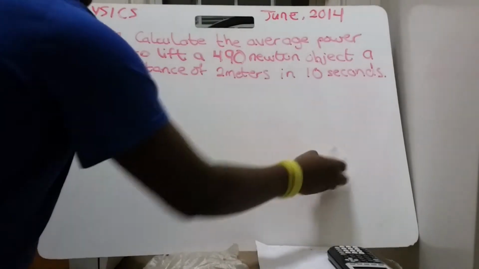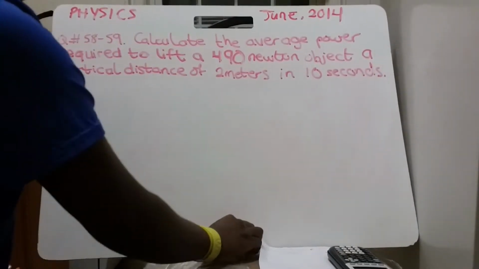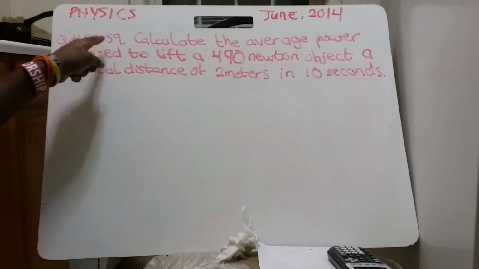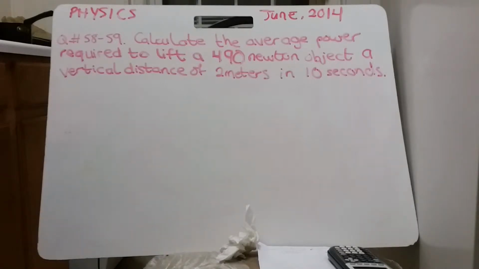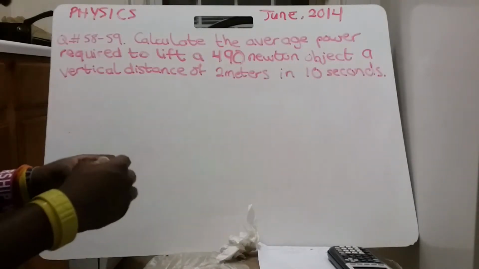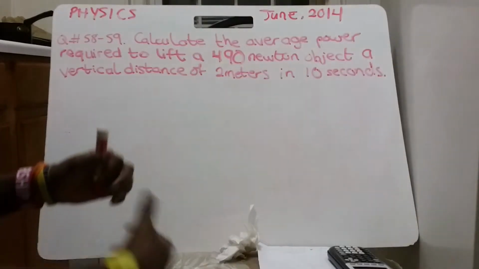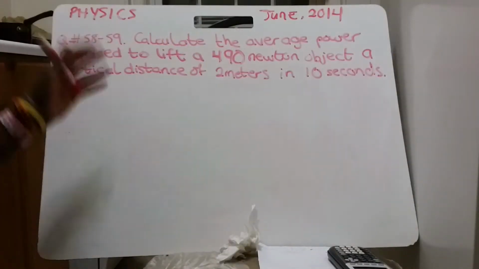It's kind of easy, but not that easy. Because as you can see, it's 58 and 59, so it's two questions in one. You need to find something, you need to find this to get that.